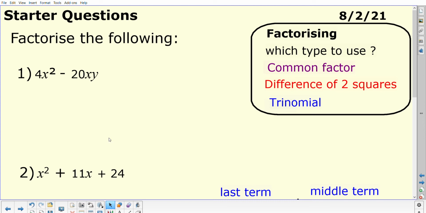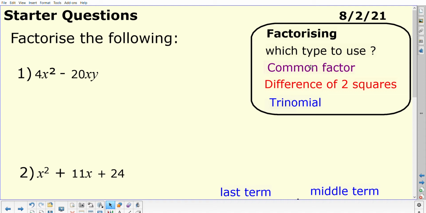So this is the solutions to the starter questions for today, focusing in on the factorising skill. This is a bit of revision for you. You've done this since you started fourth year, but also it was a topic that was covered in third year.